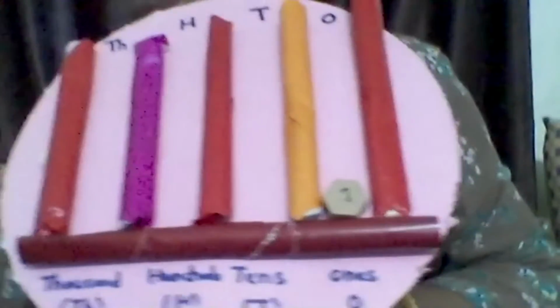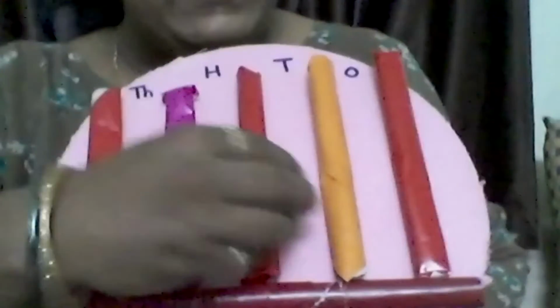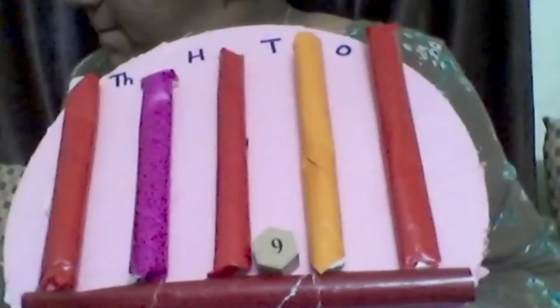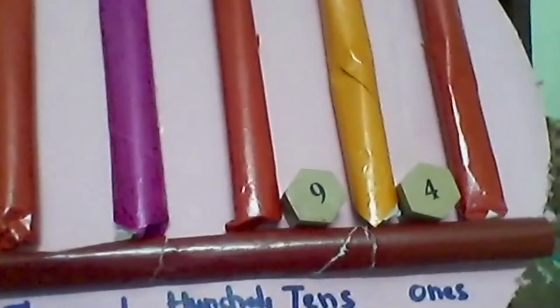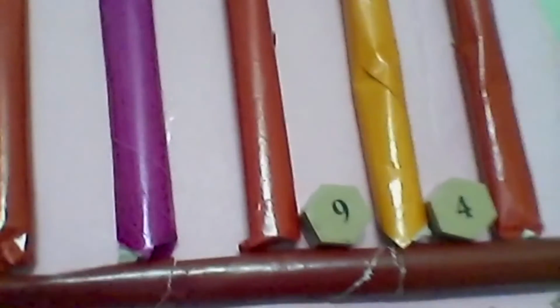Now we'll take 2-digit numbers. Okay, is it visible now? Which number is it? 94, it's visible. Yes, it's 94.